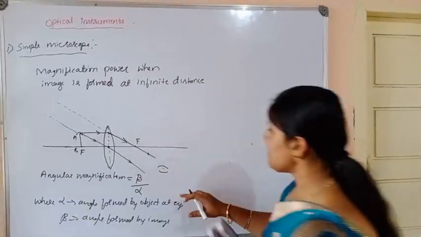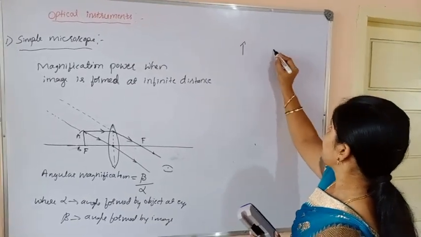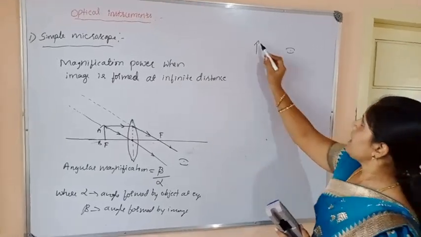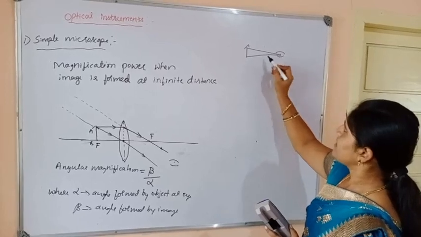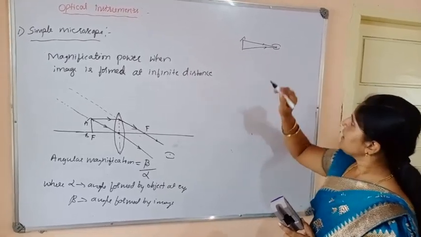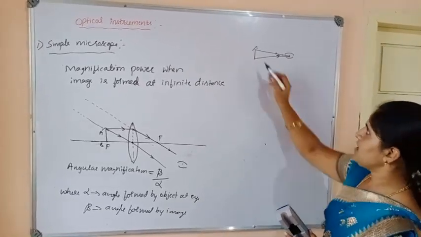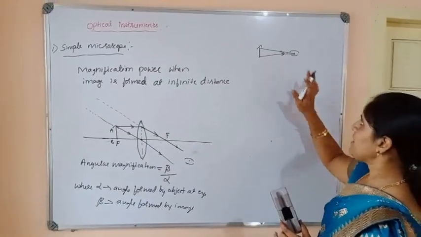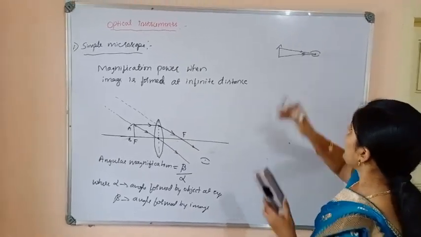To derive the expression for this angular magnification, we measure beta and alpha. To denote alpha, let us consider an object kept in front of the eye. The rays coming from this object enter the eye and converge at a point like this. Suppose this is the angle subtended by the object. This diagram is not required, but it helps you understand better.